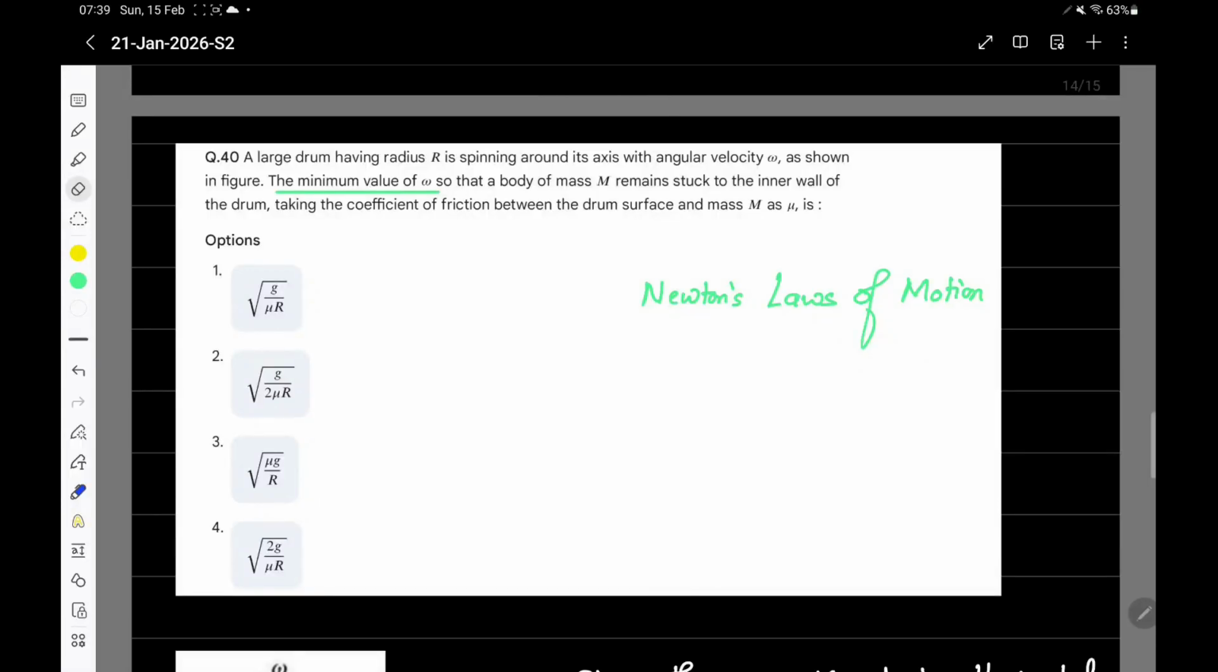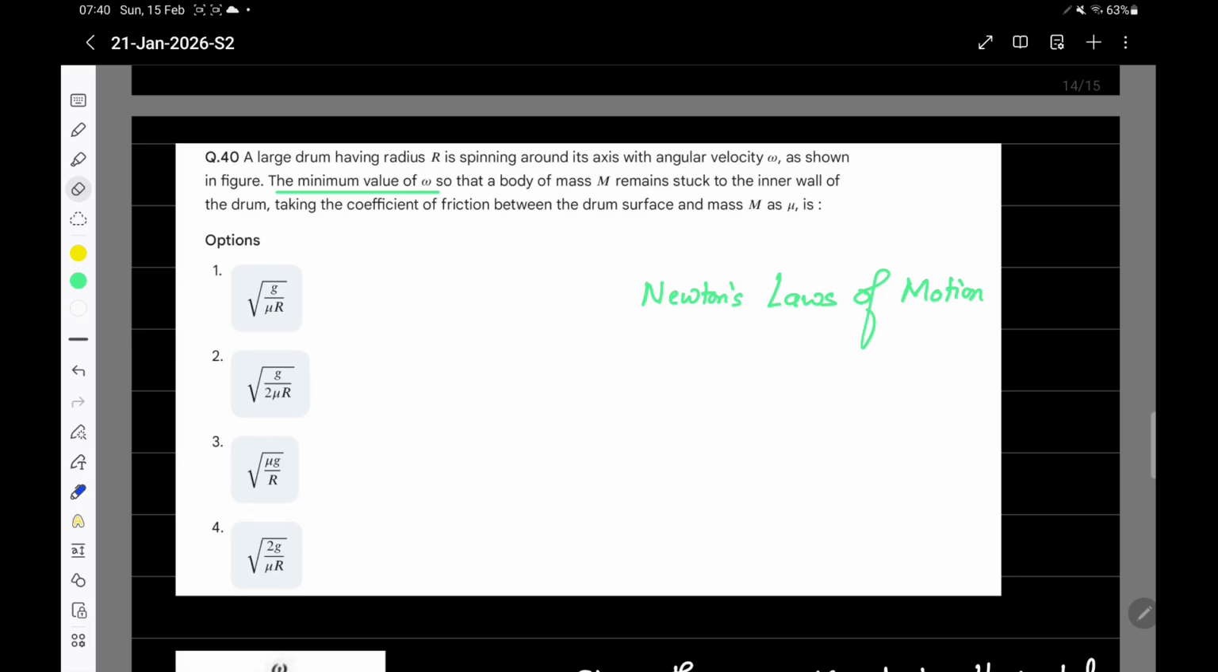Hello students, we are solving a question from Newton's laws of motion. This has appeared in 21st January, shift 2 of JEE Mains 2026. The question says, a large drum having radius capital R is spinning around its own axis with an angular velocity omega as shown in the figure.